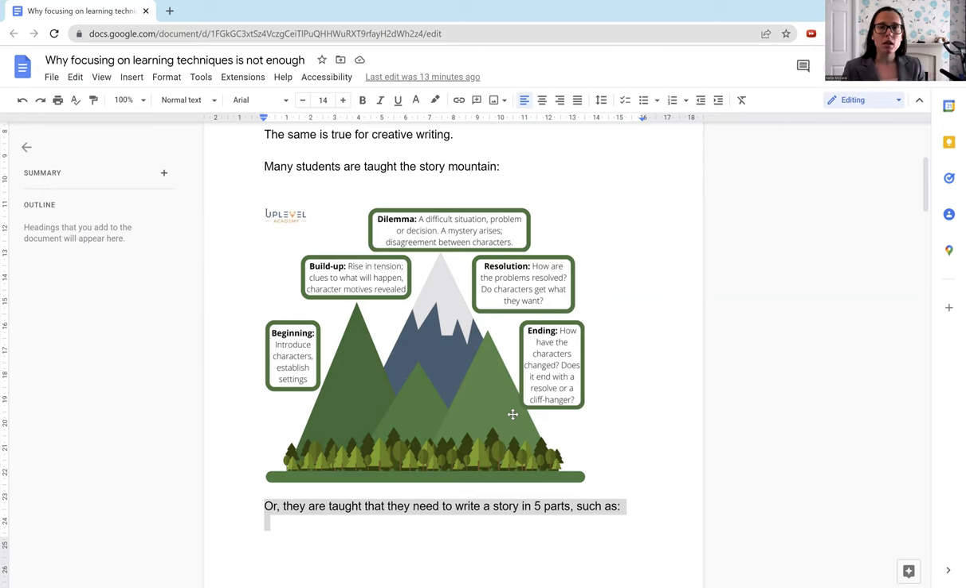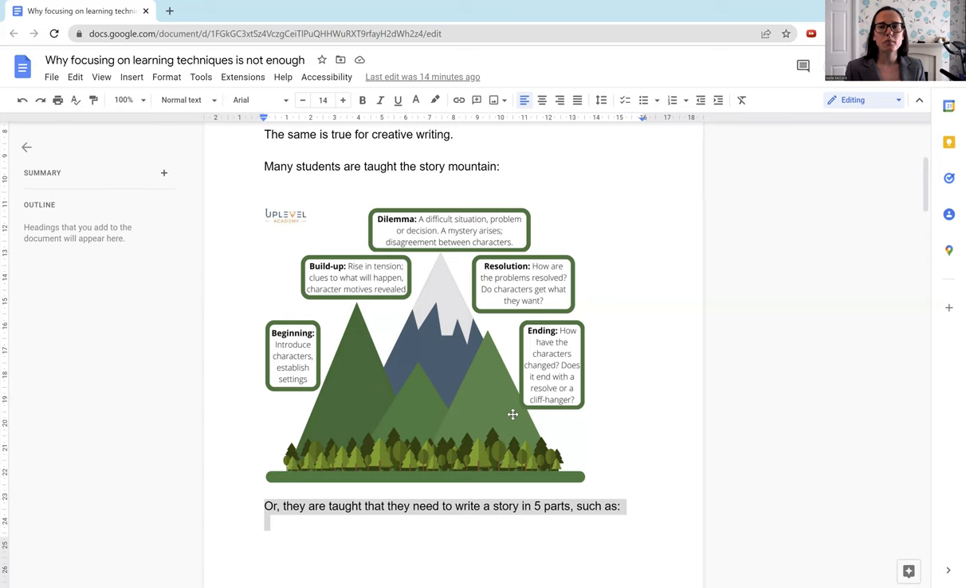And there's a dilemma. This is where there's a problem that presents itself. A mystery arises, or there's a disagreement between characters. So something happens, something goes wrong. And then there's a resolution. Now, a resolution could be that all the problems that have arisen are resolved. You might answer whether the characters get what they want. And a resolution doesn't mean that everything is tied up neatly. It could be that they don't as well. And then there's the ending. Does it end entirely with everything explained? Does it leave on a cliffhanger?